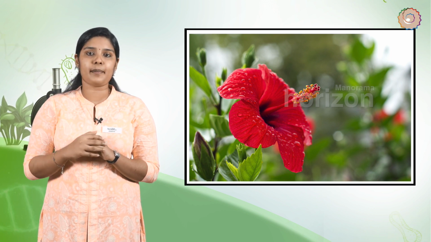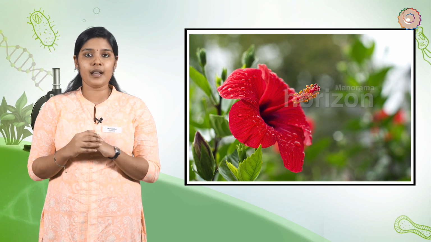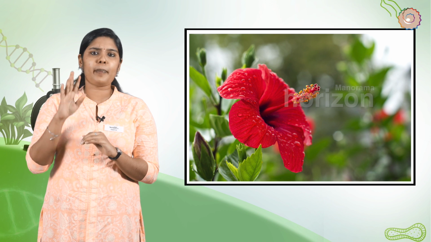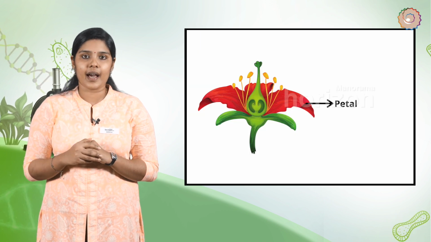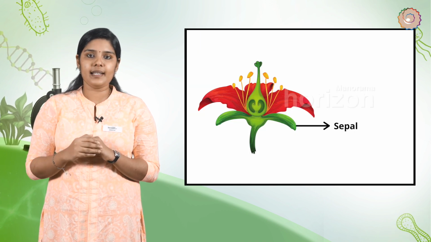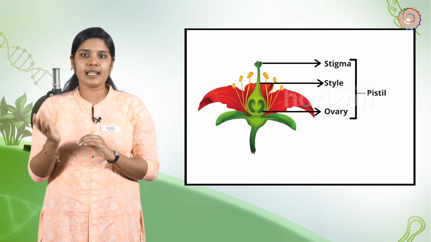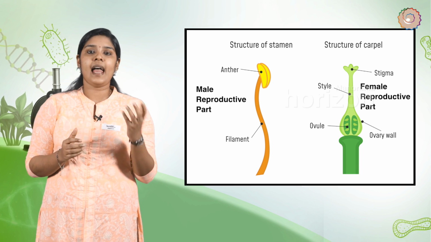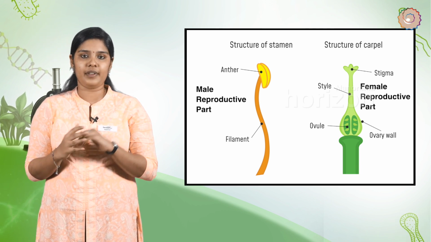So let's learn about the structure of a typical flower to make our studies easier. There are generally four parts of a typical flower. They are petals, sepals, stamen and pistil or carpel. The stamens and pistil are the male and female reproductive parts of a flower.